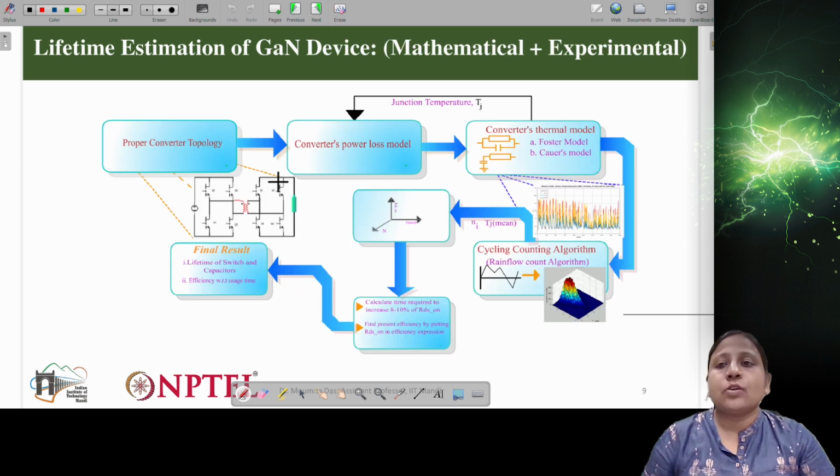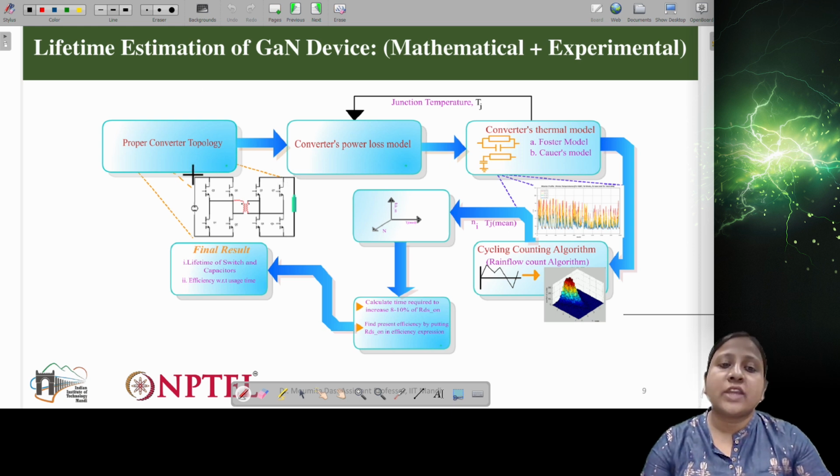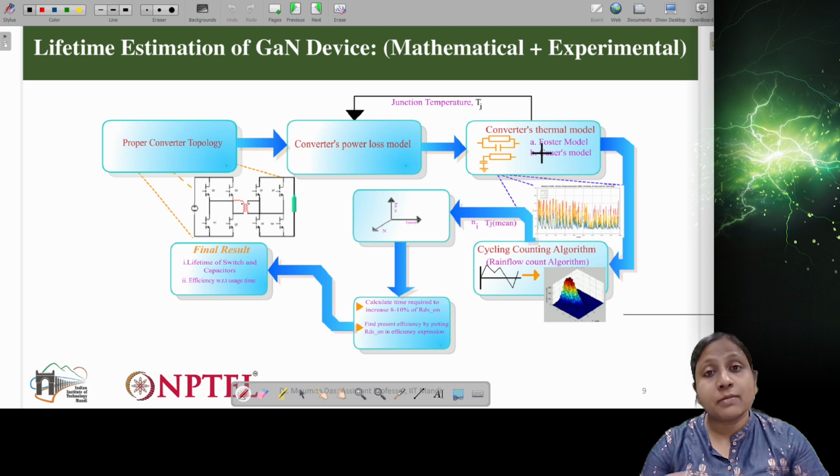Okay. Now this is the whole system. So basically we need to have an idea about the mathematical model and the experimental data. Then only we can comment on the system reliability, right? So we have to fix the power converters. Let's say this is one converter. It is fixed. Then from here, for each power converter, the power loss model will be different. We need to get the power loss model, and then from the power loss model we need to get the thermal model.